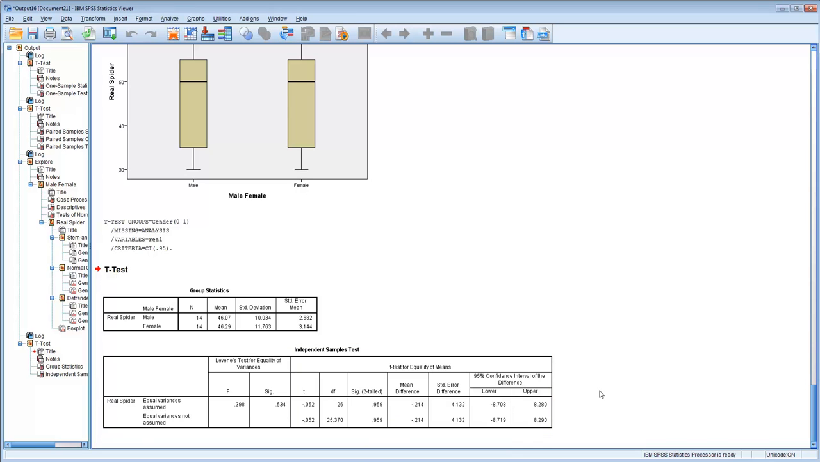So in this case, I would report that there is no significant difference between male and female participants after playing with a real spider on an anxiety rating score. And that would be the independent samples t-test.